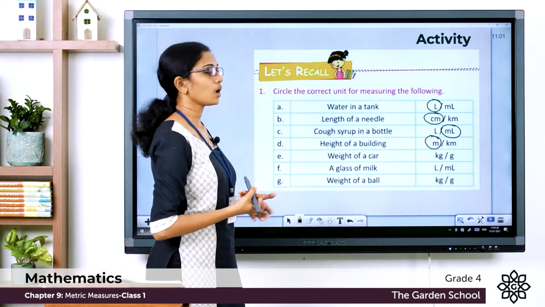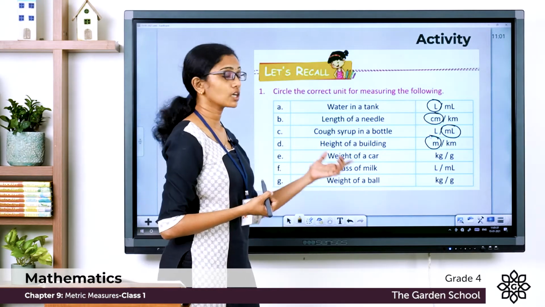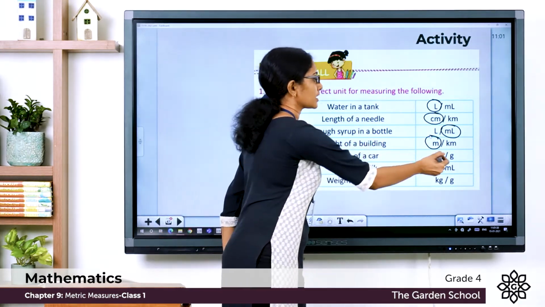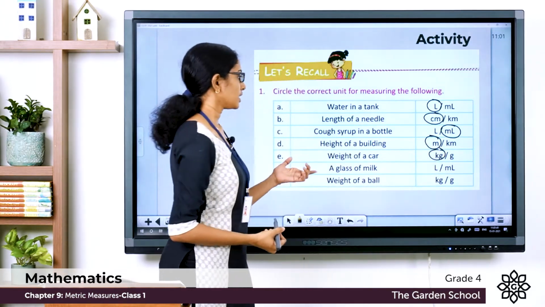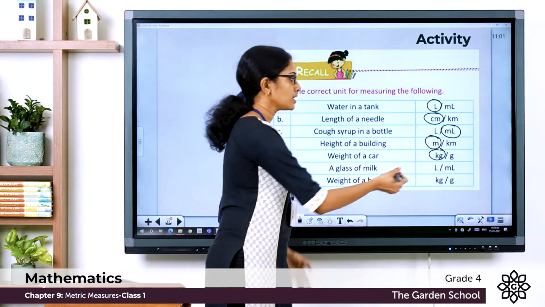Now, weight of a car. Weight of a car can be measured in terms of kilograms. Now, a glass of milk. Glass of milk can be measured in terms of milliliters.